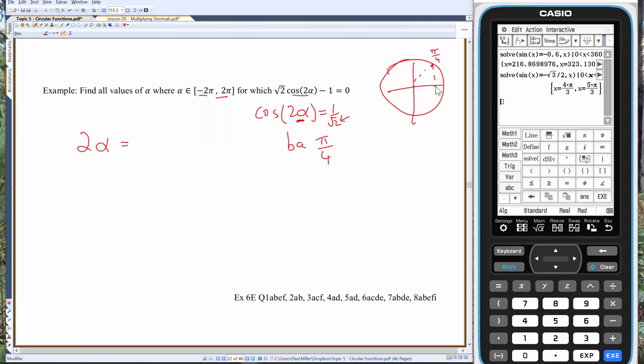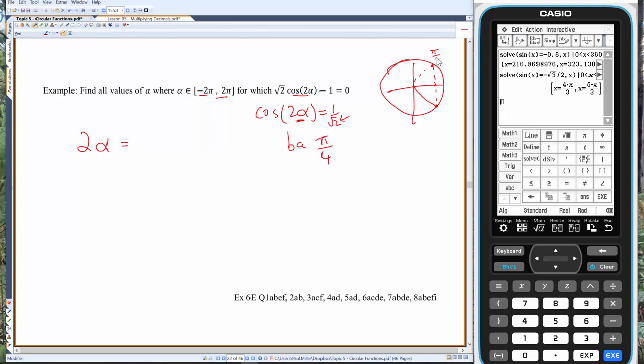There it is, pi on 4. Cosine will be 1 on root 2. Now it's going to go around the unit circle and continue looking down at those x values, wondering when is it going to hit it again? Here it is. Okay, here it hits the 1 on root 2 again.